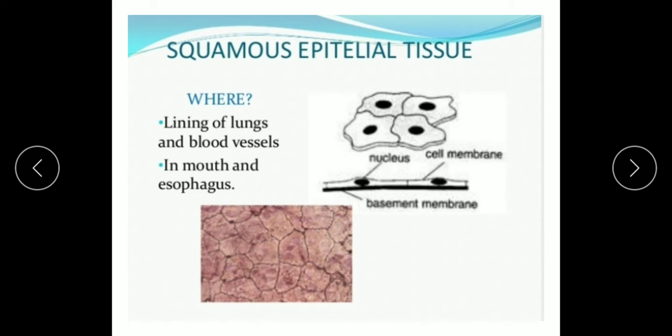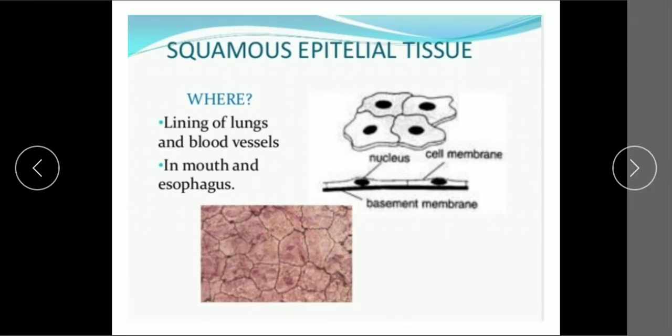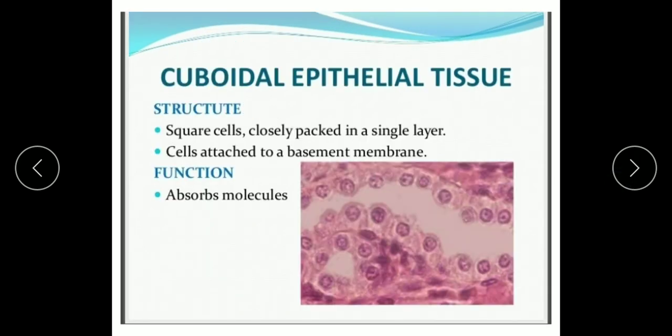Okay, the next type of tissue is cuboidal epithelium. In structure, the cells are square-shaped, closely packed or compactly arranged in a single layer. The cells are cuboidal, attached to each other and to the basement membrane.